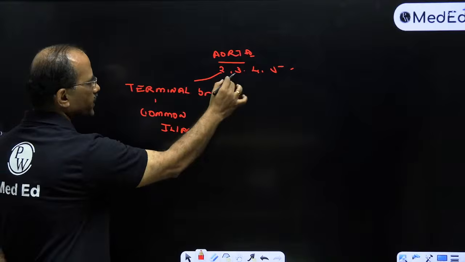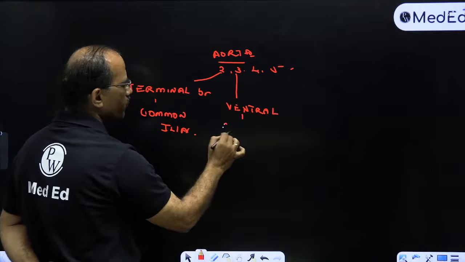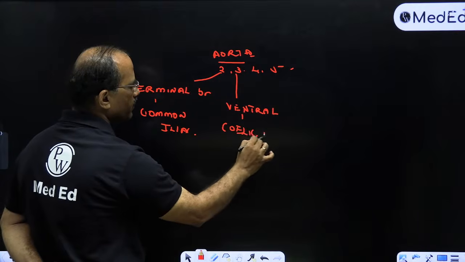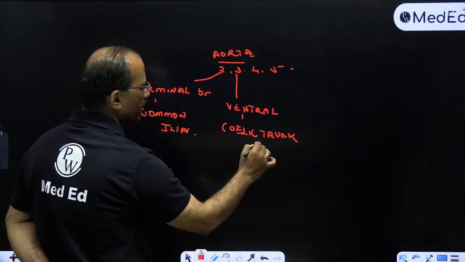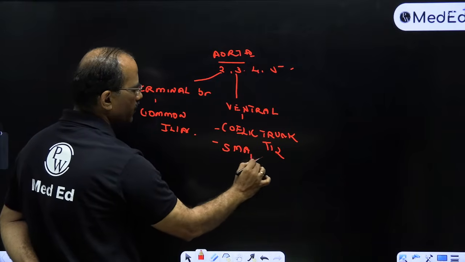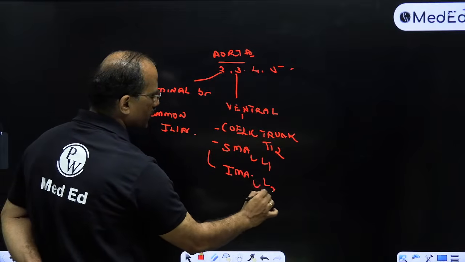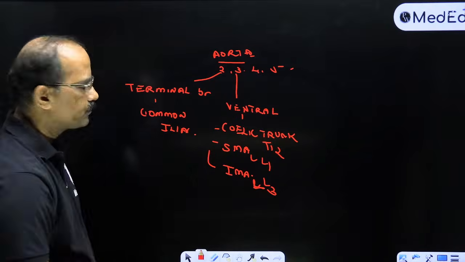Common iliacs. Three is ventral branches. In the ventral branches, one is the celiac trunk. The celiac trunk's vertebral level is T12. Second is the superior mesenteric artery, vertebral level L1. Then the inferior mesenteric artery, vertebral level is L3. Okay.